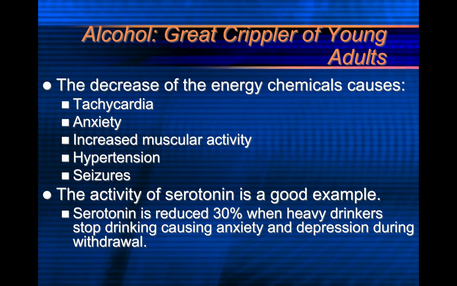The decrease of energy chemicals causes tachycardia, anxiety, increased muscular activity, hypertension, and seizures. The activity of serotonin is a good example. Serotonin is reduced 30% when heavy drinkers stop drinking, causing anxiety and depression during withdrawal. Okay, so how in the world do you ever feel normal again? Well, you take a drink. You take a shot of hair of the dog. That's what caused your problems to begin with. So the more you drink, the less depressed, the less anxious you are. You try to get clean and sober, you get depressed, and your anxiety levels increase.